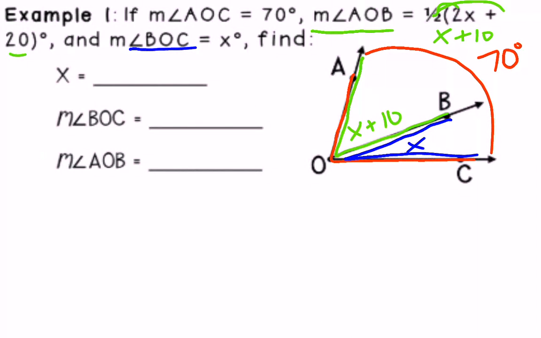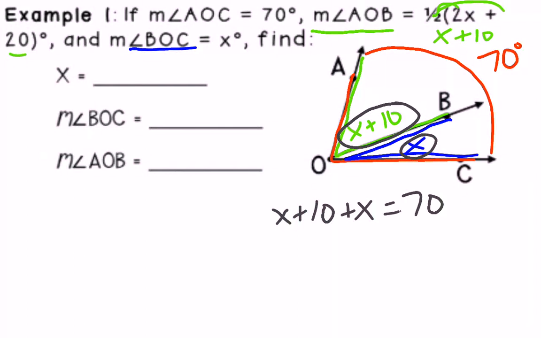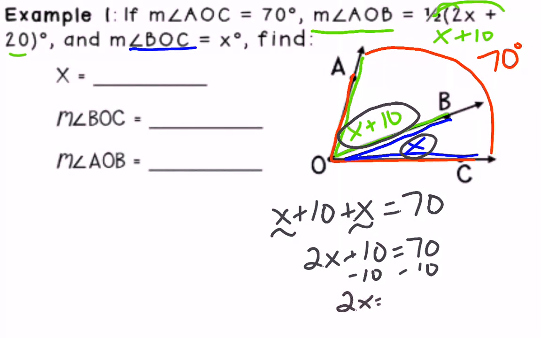So now what we're going to do is, this means that x plus 10 plus x equals the total, which was 70. So I can combine like terms. X plus x is 2x. So 2x plus 10 equals 70. And a two-step equation, minus 10 from both sides. 70 minus 10 is 60. And divide by 2. So that gives me my first answer they're looking for, which is that x is 30.